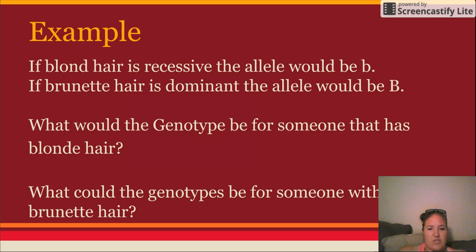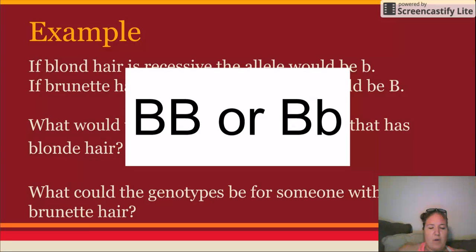So what could the genotypes be for someone with brunette hair then? In order to have brunette hair, you would either have to have big B, big B, or big B, little b. So you'd either need to be homozygous dominant or heterozygous in order to exhibit brunette hair.